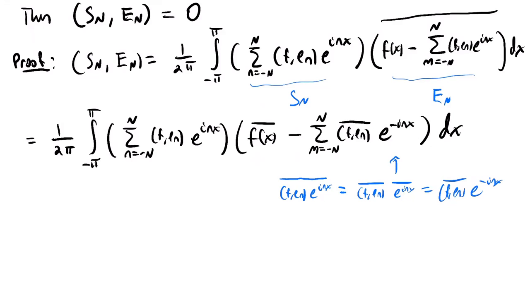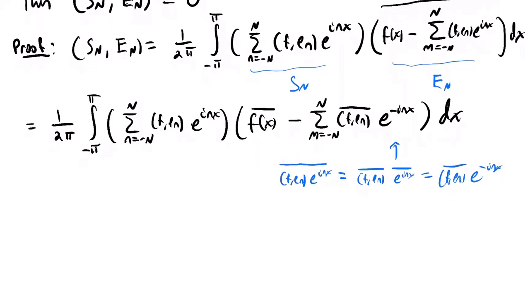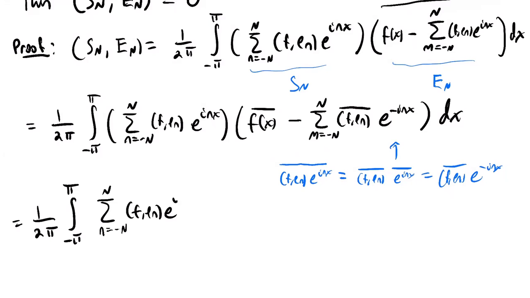And now finally, I'm going to multiply everything out. This looks like a lot of complicated algebra, but we're going to see that all the terms end up being 0. So at the end of the day, despite looking complicated, it ends up being quite simple. I end up with 1 over 2 pi, the integral from minus pi to pi. The first term I have is the sum from n equals minus n to n of my Fourier coefficient times e to the inx times f bar. So this is one term.